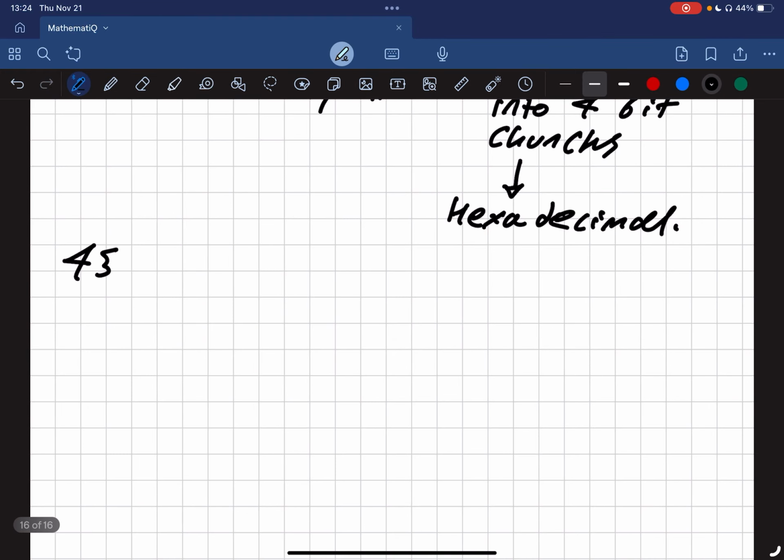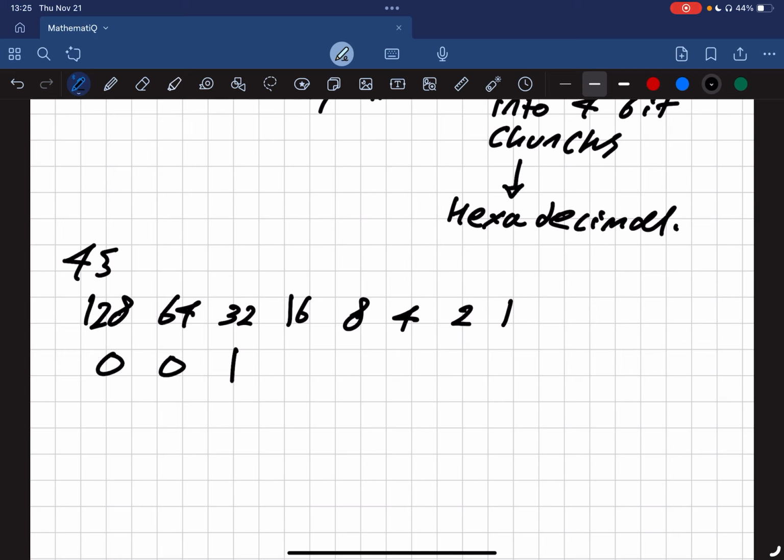So once again, we have our weighting. So 1, 2, 4, 8, 16, 32, 64, and 128. This is 8 bits. We're not going to need 8 bits for this because, well, it's less than 128. So as we get started, we see that this is 0, 0, 1. 45 minus 32 gives us 13. So this is 0, 1, minus 8, we get 5. So 1 and 0.